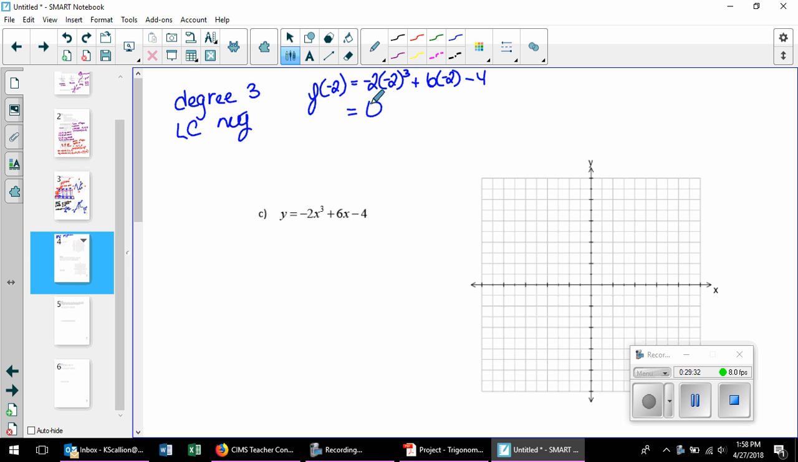So we know that -2 works, so our factor that works is going to be x plus 2. Ooh, what's our y-intercept? Our y-intercept is going to be -4. So we've pulled out a bunch of important information from the equation in standard form. So it's not for nothing.